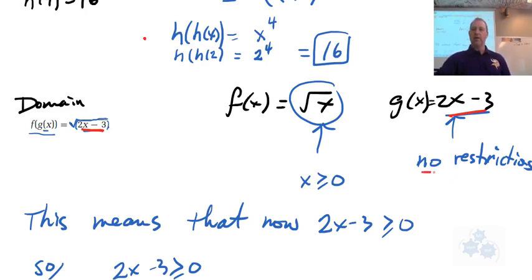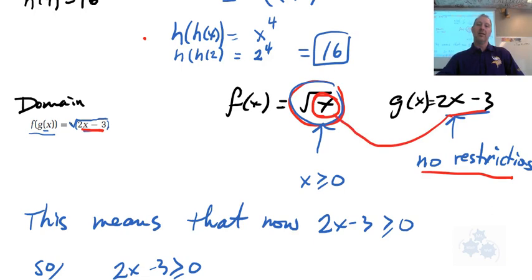Are there any restrictions? No restrictions. We're not taking the square root of a negative number. We're not dividing by 0. No restrictions. But what about f of x? There are restrictions for f of x. So guess what? This inside value here cannot be less than 0. It has to be greater than or equal to 0. Does that make sense? So that means now, because we're putting g of x inside there, this x is actually g of x.